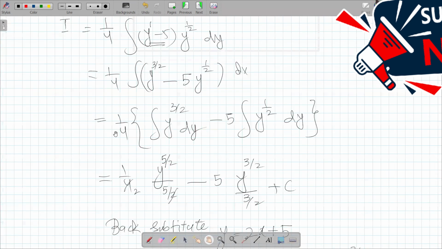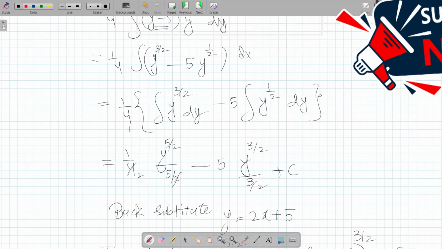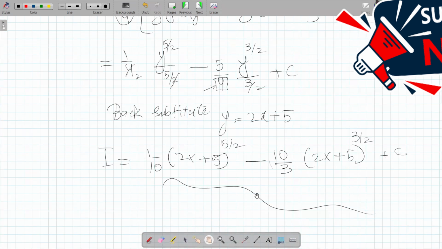Oh, I'm really sorry. I missed this 4. This 4 was multiplied with each of the terms, so I need to multiply it with this term as well, right? So this was the mistake. Let's correct this. This 2 will be cancelled with this 4, and the answer should be 5 over 6. So there was some error made by me.